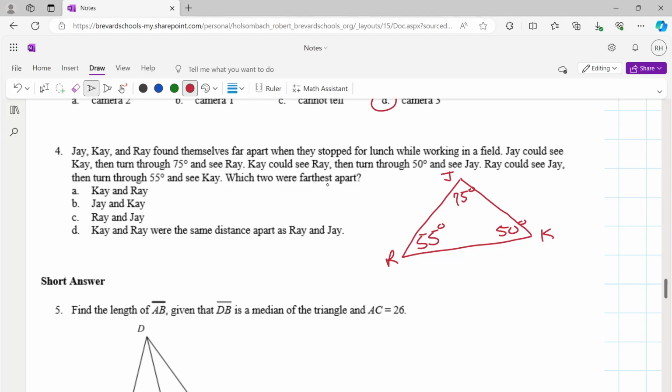Which two were furthest apart? The people that were furthest apart are opposite the largest angle. So the side opposite of the largest angle is side RK. So Ray and K are the furthest apart. And Ray and K are also K and Ray. Everybody all right so far?